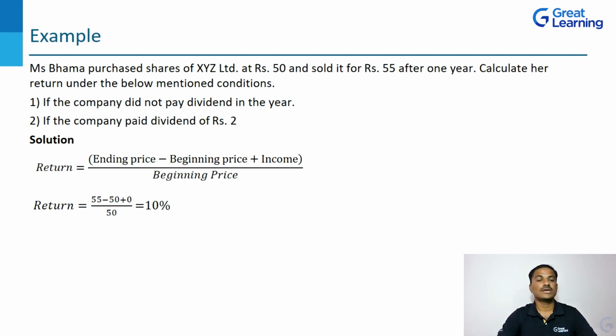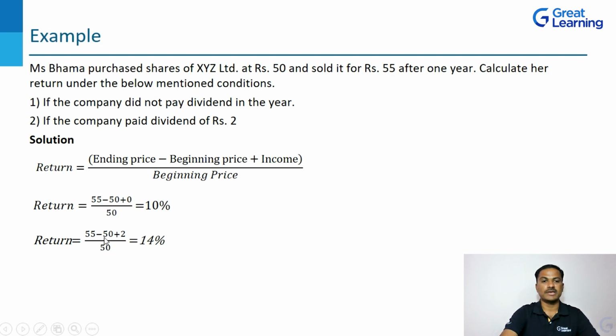Now let us see the second scenario. In the second situation, there is a dividend of rupees 2. So 55 is the ending price, 50 is the beginning price, plus 2 is the dividend assumed, divided by beginning price, so 50. So the result is 14%. And this is how we calculate return under various circumstances, assuming there is a dividend, or there is no dividend.